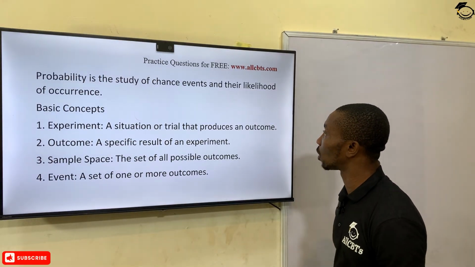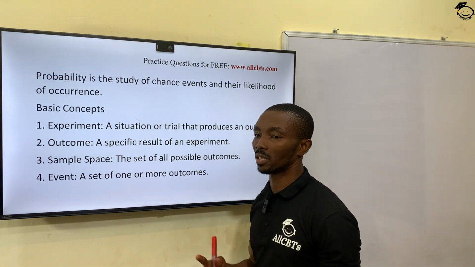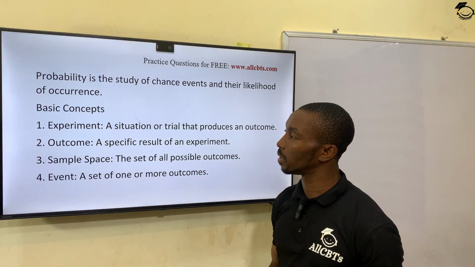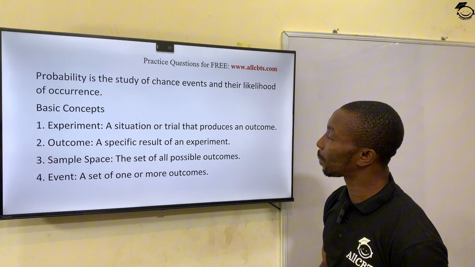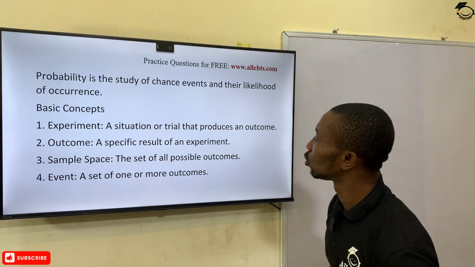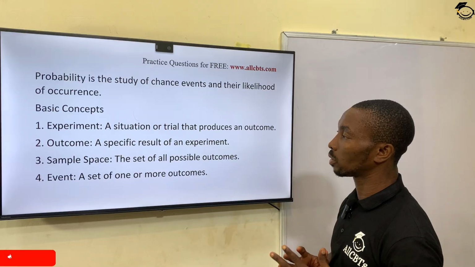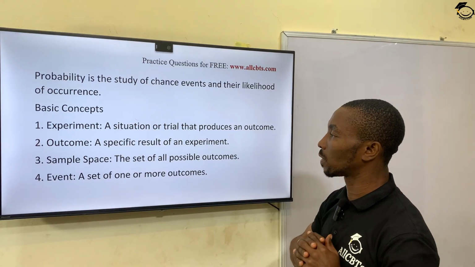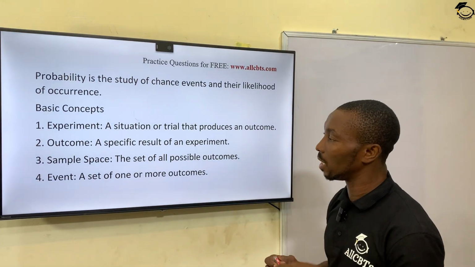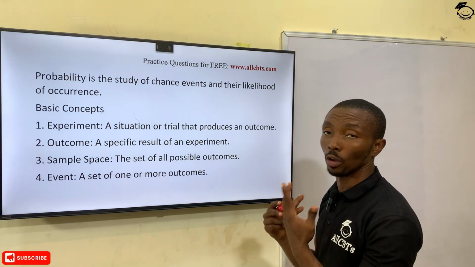Probability is the study of the likelihood of an event to occur. Now, the chances that an event would happen or take place leads to probability. Now, basic concepts under probability, we have experiment. This is a situation or trial that produces an outcome. Now, we talk about outcome. An outcome is a specific result of an experiment. An example of an experiment is rolling of a die or tossing of a coin.